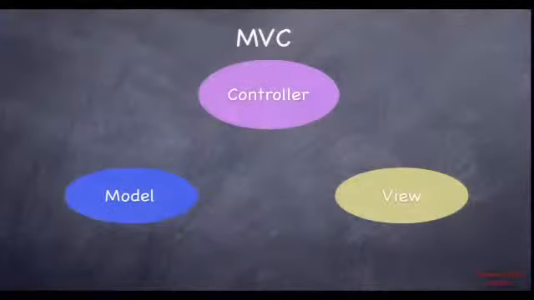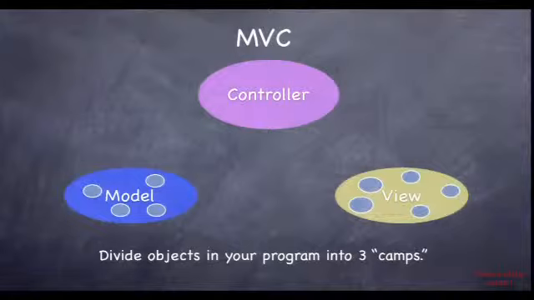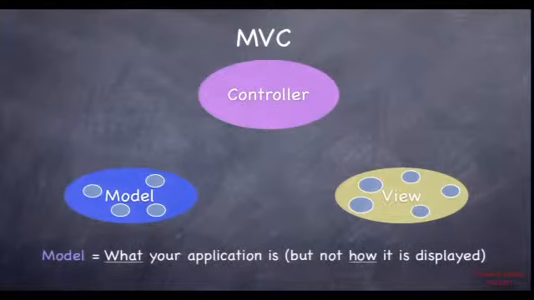So let's talk about Model View Controller. What is Model View Controller? The main idea is we're going to take all the objects in our program and put them into one of three camps. Okay? We're going to put them in the model camp, the controller camp, or the view camp. Model View Controller, that's why we call it that. Now, what are these three camps?